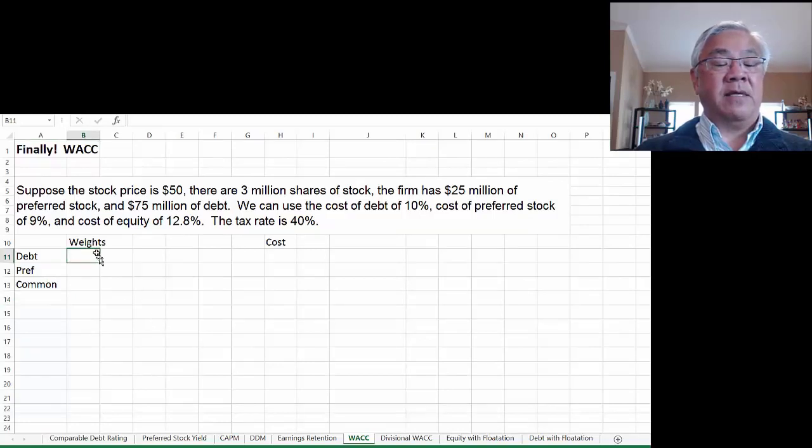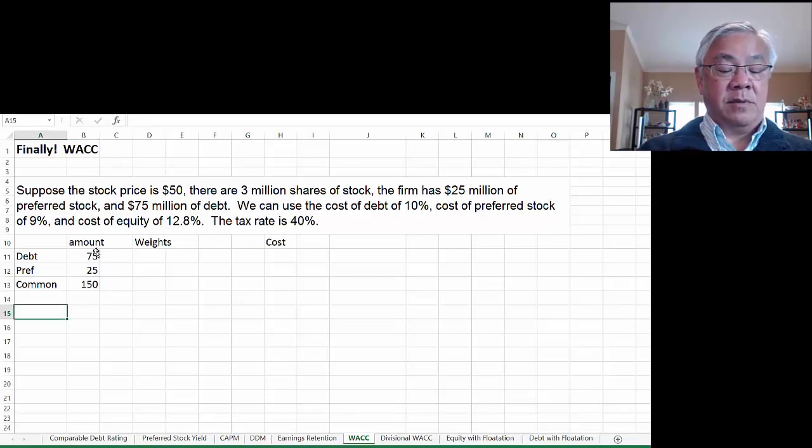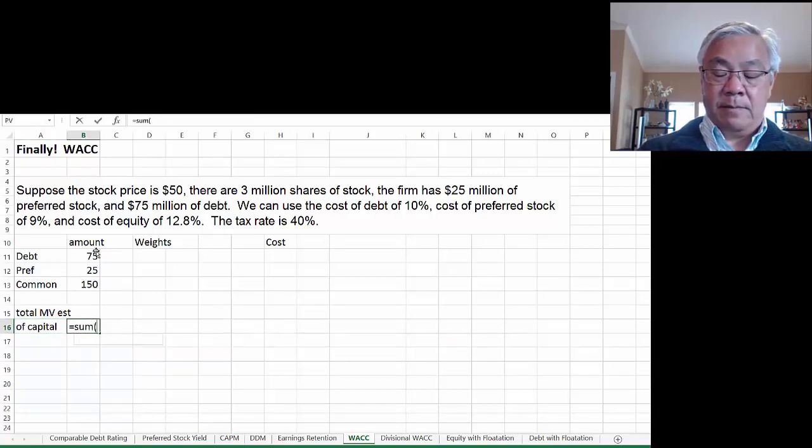Let's just make that a little bit bigger. And for the weights, let's do the amount. And so the debt, we have 75 million. The preferred, we have 25. We're using book for that, you notice. And the common, we'll definitely use a market measure of $50 times 3. And so now we have the total market value estimate of capital. So that equals the sum of the items above, 250.